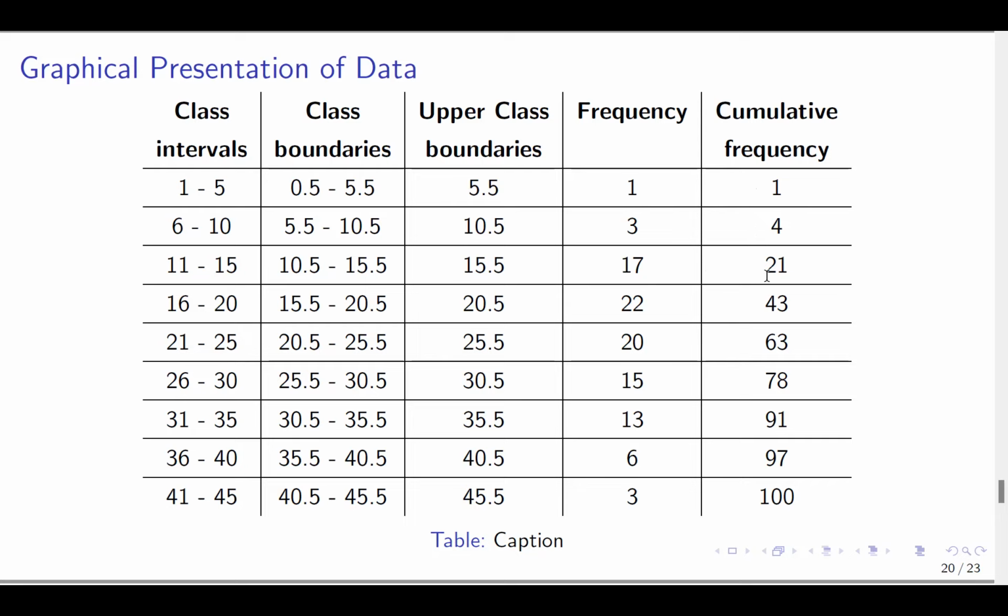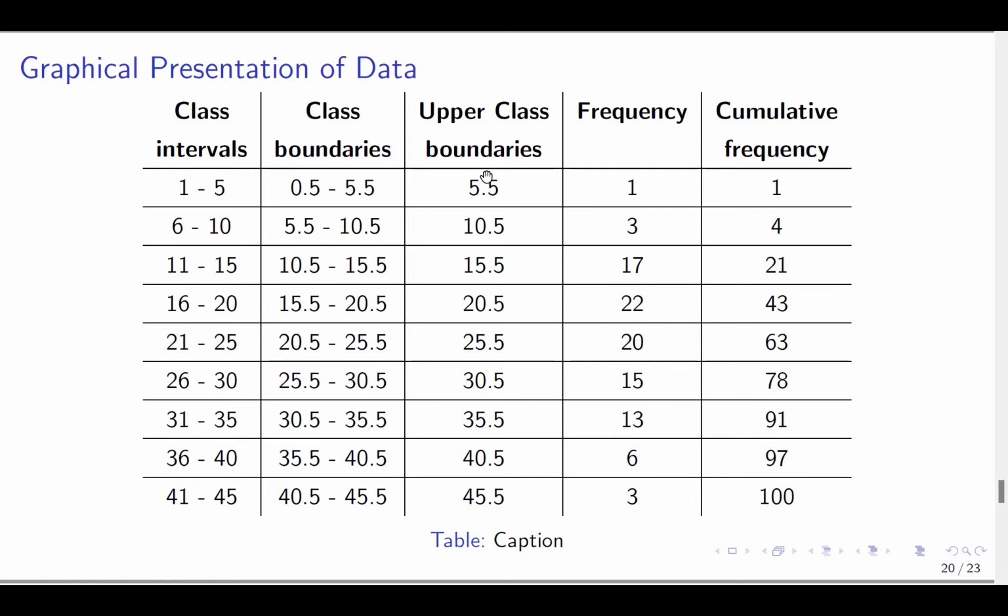The next one is 21. You sum 1 plus 3 plus 17, and that gives you 21. If you look at this one, 91, it is a sum of 1, 3, 17, all the way to this last point, which is 13. If you sum all the way from 1 to 13, you are going to get 91. So this is how you put together your cumulative frequency.